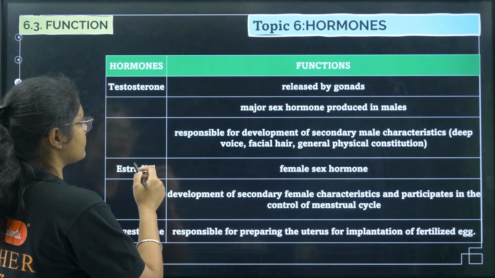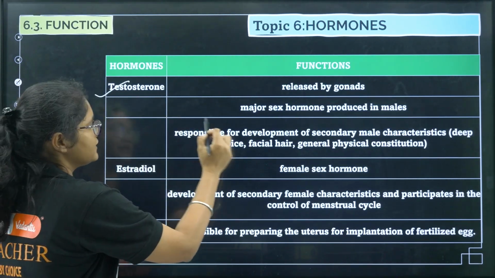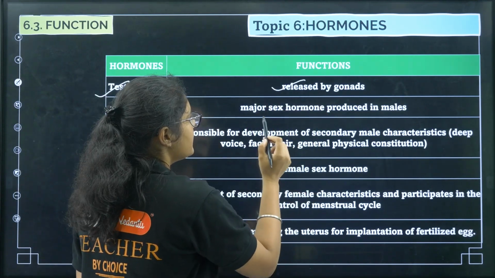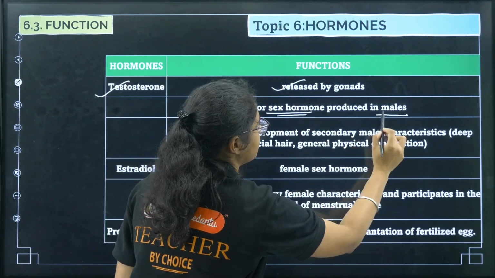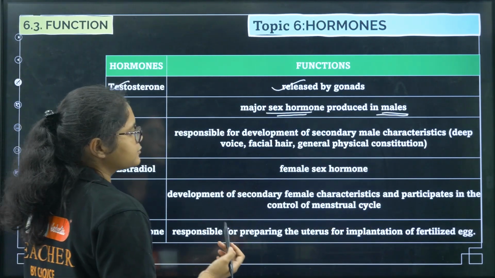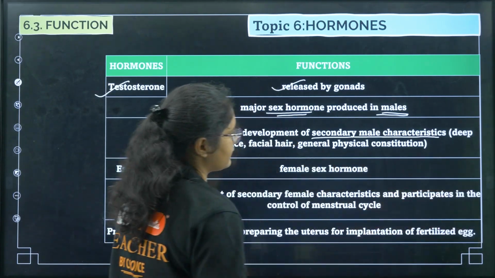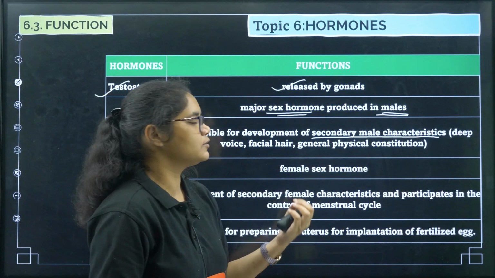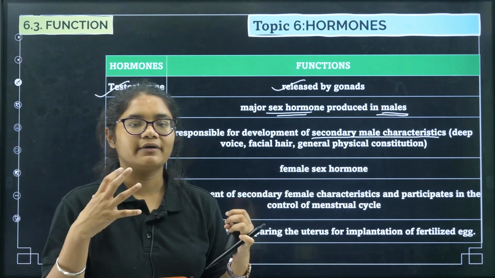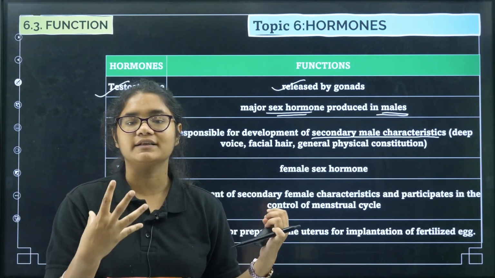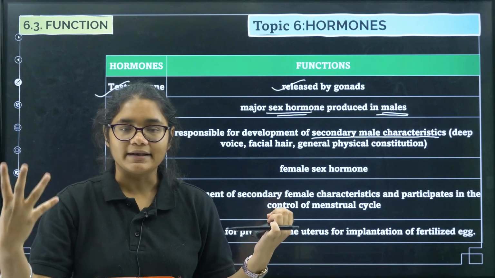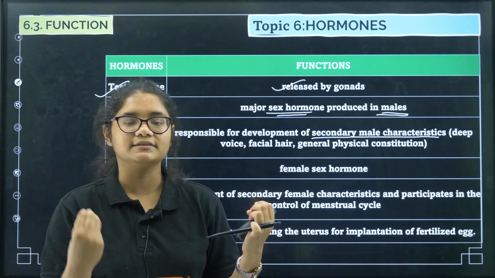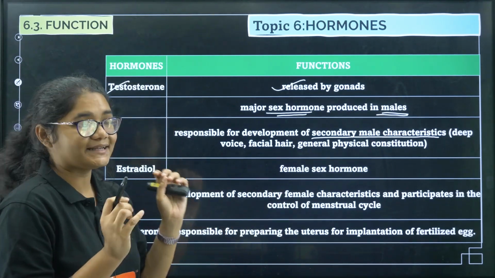So next, the first hormone is testosterone. It is synthesized by the gonads. It is the major sex hormone in males, and it is responsible for secondary sexual characters in males, like deep voice, facial hair, and general physical constitution. Whatever secondary sexual characters develop in a male when he attains puberty is due to this hormone, testosterone.